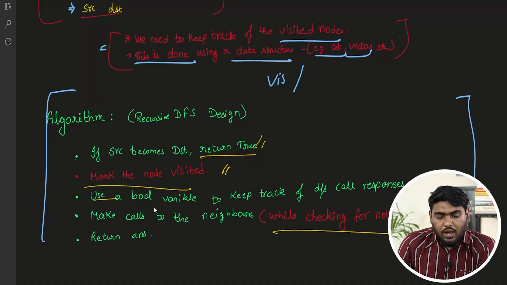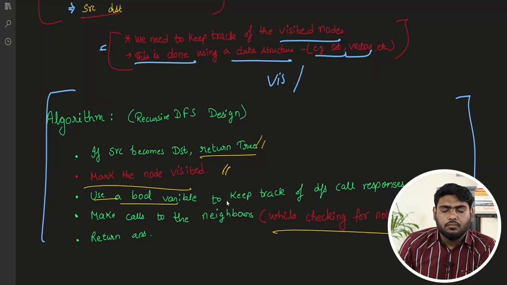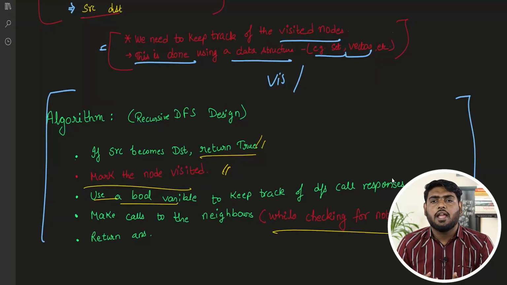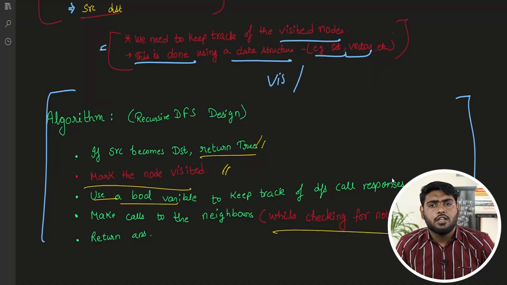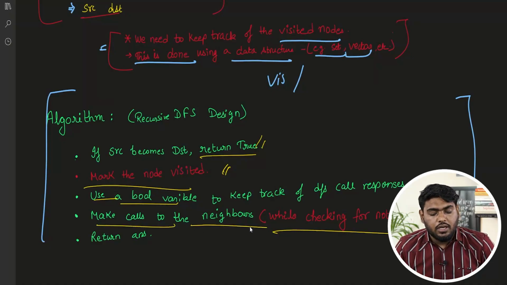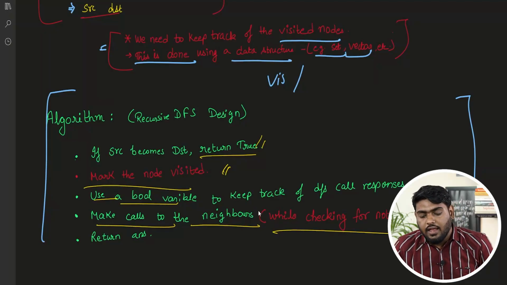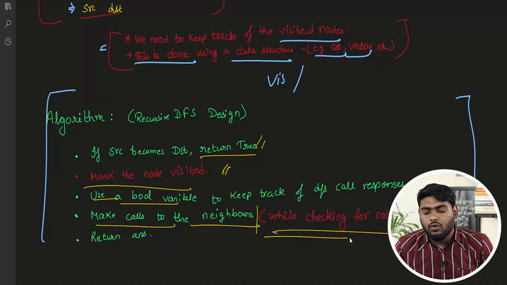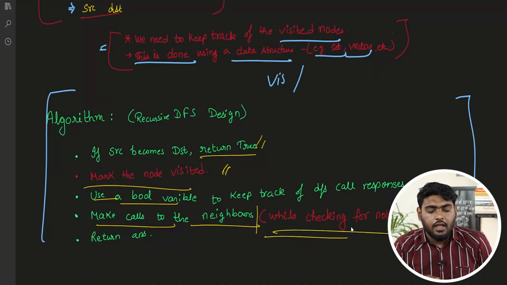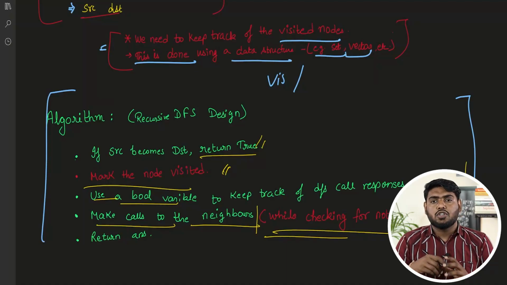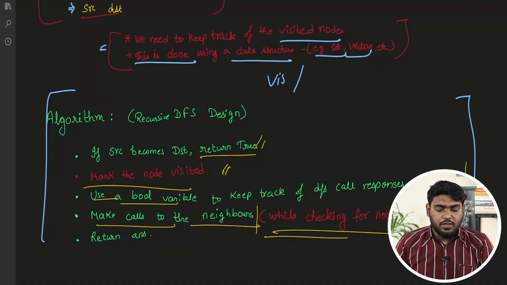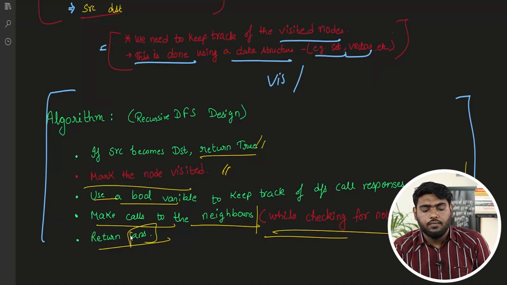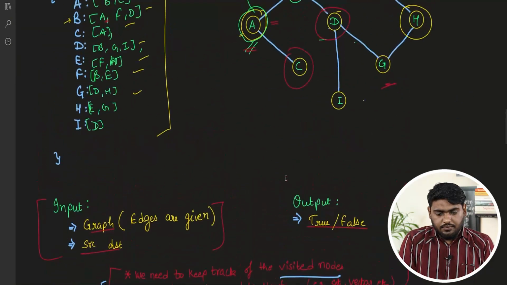Fine. Now what do I have to do? Again, I'll create a bool variable which will help me keep track of the responses that I'm getting from neighbors. Then I would be making calls to the neighbors, along with a check that the neighbor I am making the call to is not visited already. Once this working is done, the recursion tree will be over. Eventually, I'll have the answer in this variable and I'll just return that. Okay, let's try running this code as well.